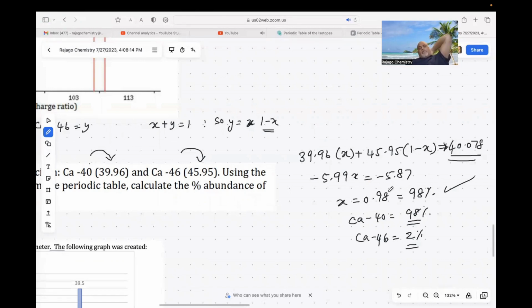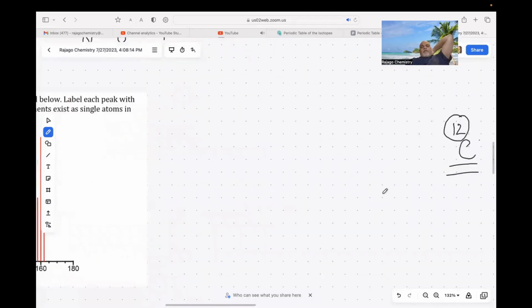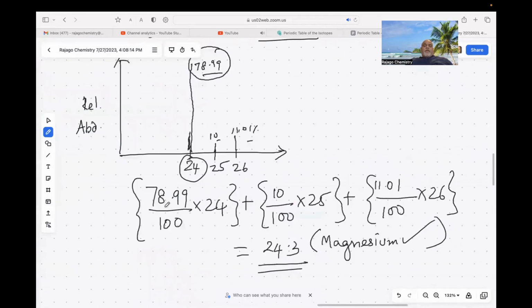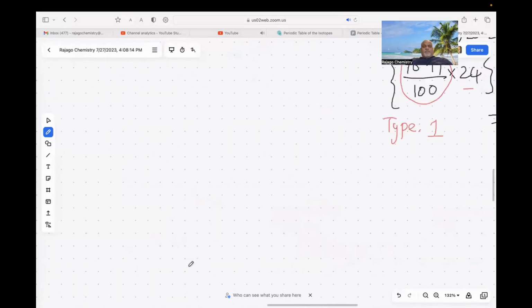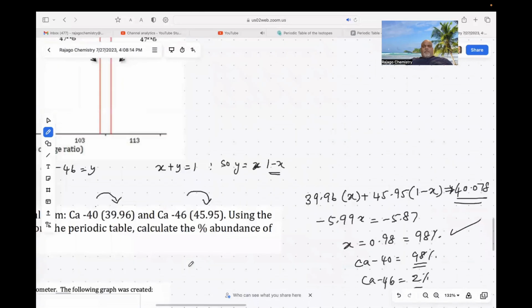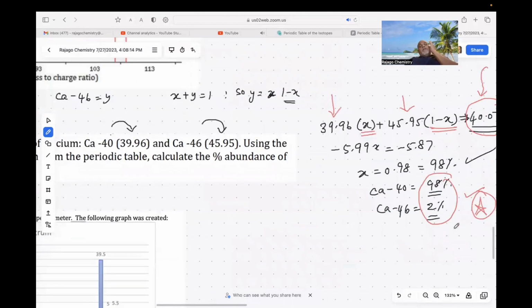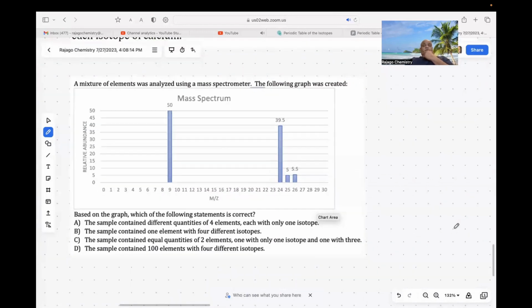This type of question will always come. Earlier, the method we did was that the percentage was given, and then you multiplied by the mass, and then you found the overall mass. That is type 1. But in the type 2 question, you're solving for the percent abundance. This is given, this is given, this value we are taking from the periodic table, but we are solving for the percentage. So be careful about this. Try to solve some of these problems from the Zumdahl book and so on. This is one of the questions that you might encounter in the AP.